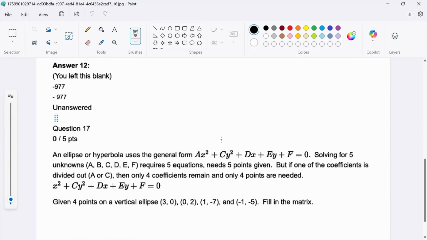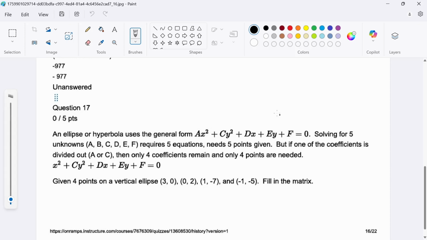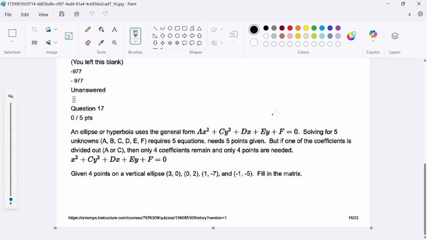Question 17. An ellipse or hyperbola of the general form ax squared plus cy squared plus dx plus ey plus f equals 0. Solving for 5 unknowns requires 5 equations and 5 points. However, if one of the coefficients is divided out, a or c, then only 4 coefficients remain and only 4 points are needed. Given 4 points on a vertical ellipse, fill in the matrix.